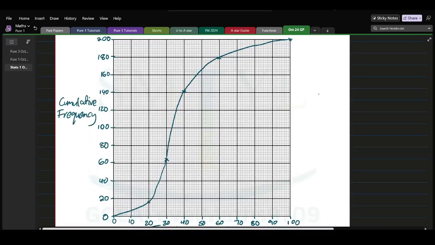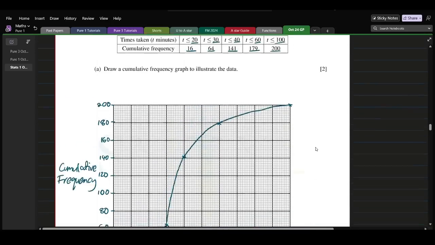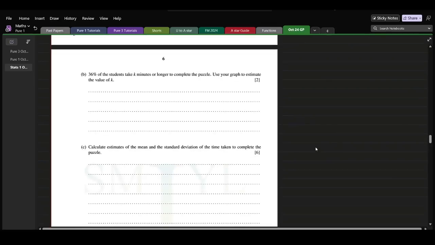Alright, and that is our cumulative frequency graph. Part B. 36% of the students take K minutes or longer to complete the puzzle. Use your graph to estimate the value of K. So if 36% of students take K minutes or longer, it must mean that 64% take less than K minutes. The reason we're reversing our question here is because it will be easier for us to work with the 64% rather than the 36%.